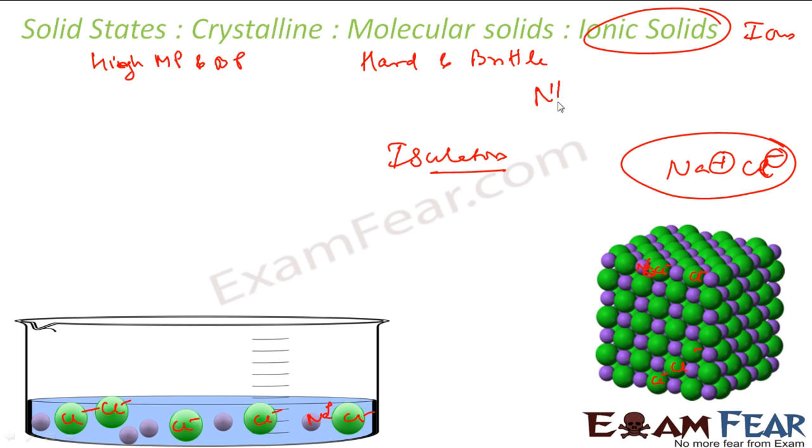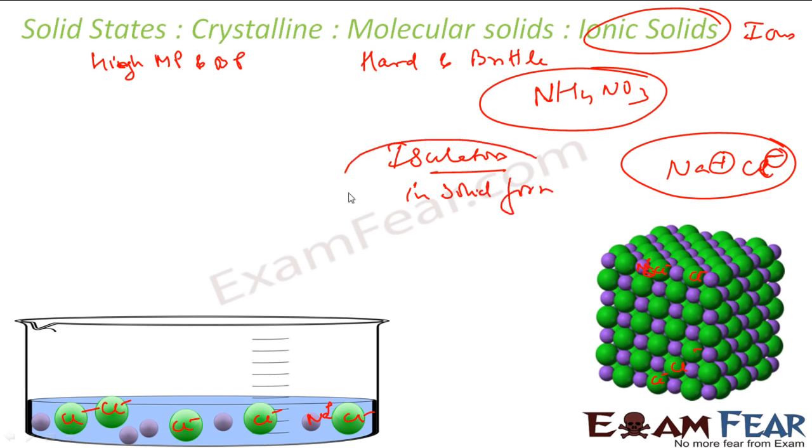Another example can be NH4NO3, NH4+ and NO3-. Correct? So these ionic solids have a very strong force of attraction because they have the real charge here. Since the force of attraction is very strong, logically it makes sense that they will be hard and brittle. Also they will have high melting and boiling points. But since there are no free electrons, they are insulators in solid form. But the moment you dissolve in water or put in the molten state, it will conduct electricity because it will have free ions.